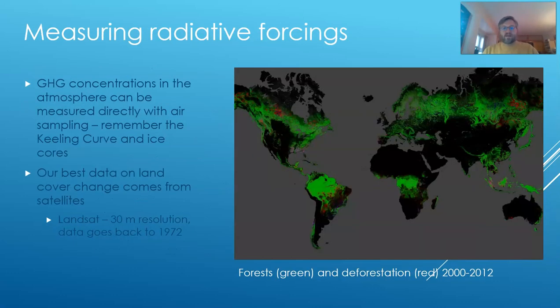So let's start with our radiative forcings. I'm not going to say a ton about measuring greenhouse gas concentrations because we've talked about that in some of our previous lessons. If you remember the Keeling curve and the ice cores, where we're able to get those little bubbles of ancient air that are preserved, and then we can test the chemical composition of them, see how much CO2 or whatever else is in that air. Right? So we have these air sampling methods for looking at the greenhouse gas concentrations in the atmosphere that we've already talked about. We can also measure land cover change.